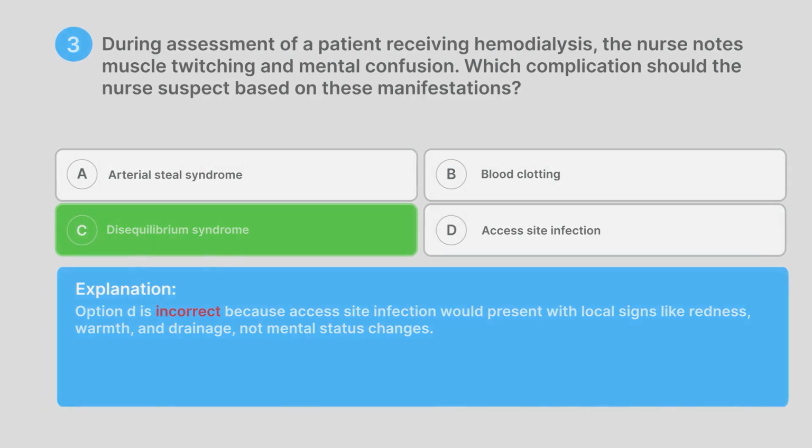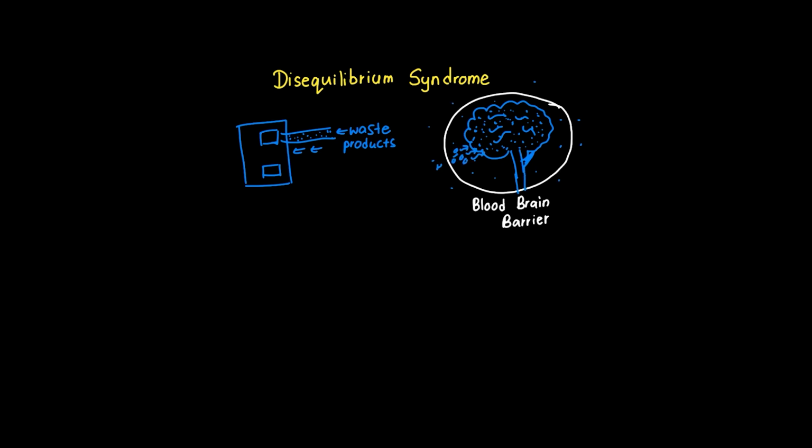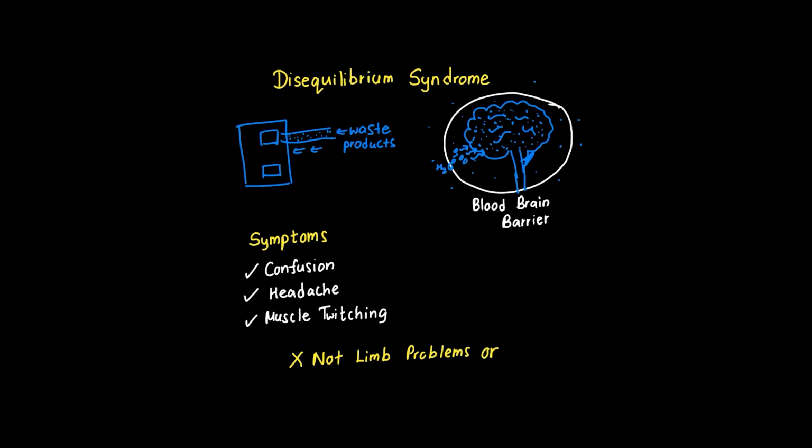To understand disequilibrium syndrome during hemodialysis, let's examine what happens when we remove waste products too quickly from the blood. During dialysis, the machine rapidly pulls urea and other solutes from the bloodstream. However, the brain has a protective barrier that slows the movement of these substances. This creates an osmotic gradient where the brain temporarily has more solutes than the blood. Water follows the concentration gradient and moves into brain cells, causing cerebral edema. This manifests as confusion, headache, and muscle twitching. It's different from arterial steal syndrome, which affects limb perfusion, or infection which causes fever and local signs.